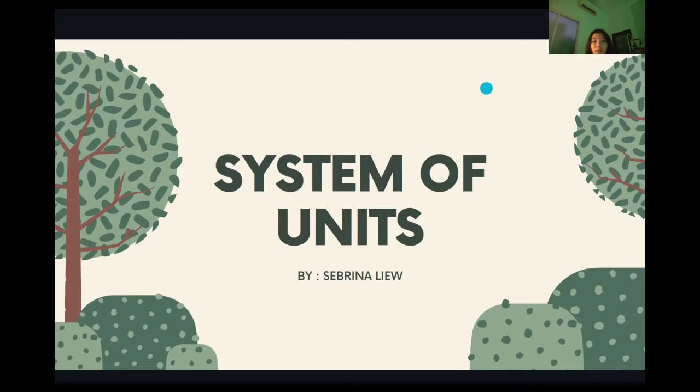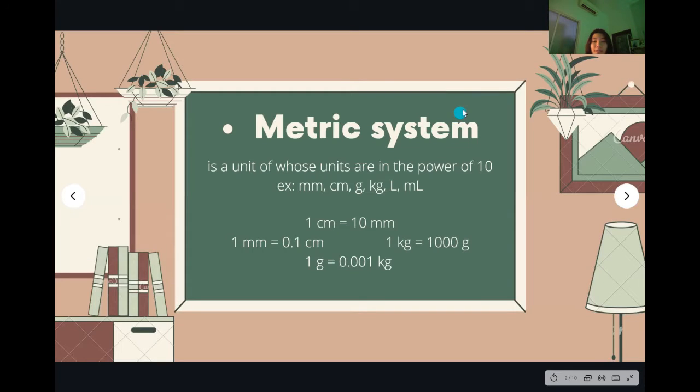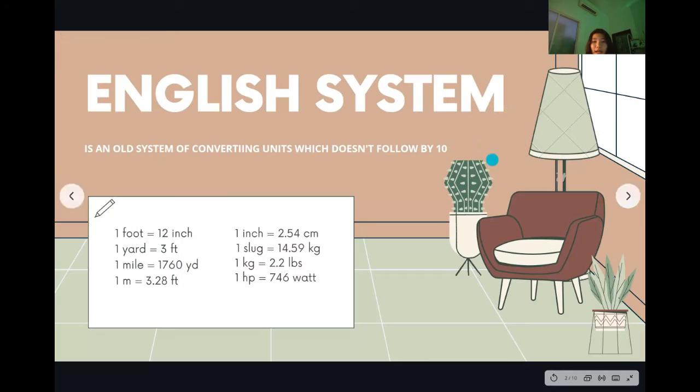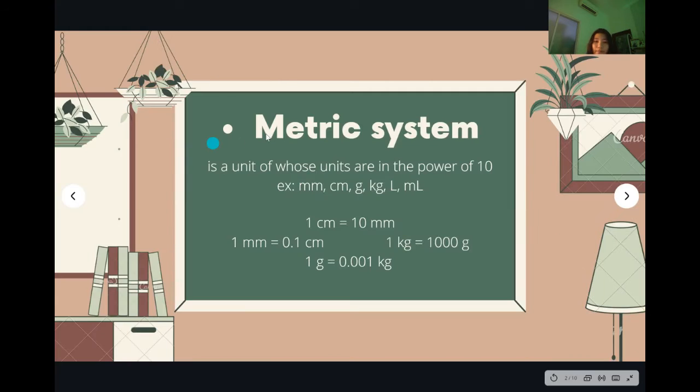Today I'm gonna talk about systems of units. In systems of units, there are two types of system. First is the metric system, and second is the English system. A metric system is a system of units in powers of 10, like 10, hundreds, thousands, and so on. Examples are millimeter, centimeter, gram, kilogram, and liter.